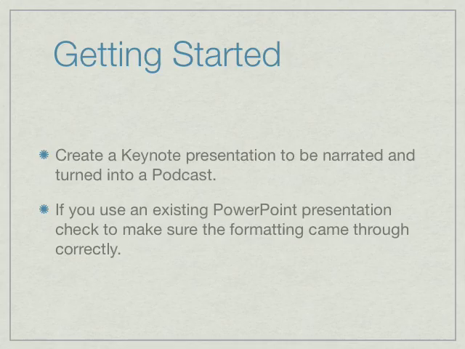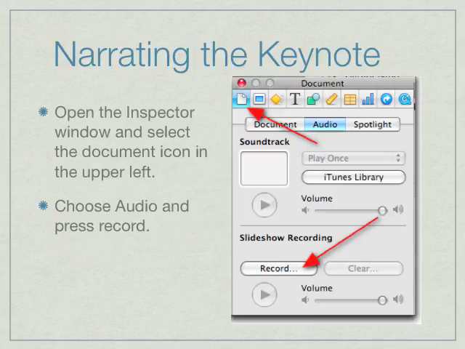Getting started. Create a Keynote presentation to be narrated and turned into a podcast. Remember, if you are using an existing PowerPoint presentation, check to make sure that the formatting came through correctly. Narrating the Keynote. Open the Inspector window and select the document icon in the upper left-hand corner. Then, in the middle, select Audio, and at the bottom, click on Record.